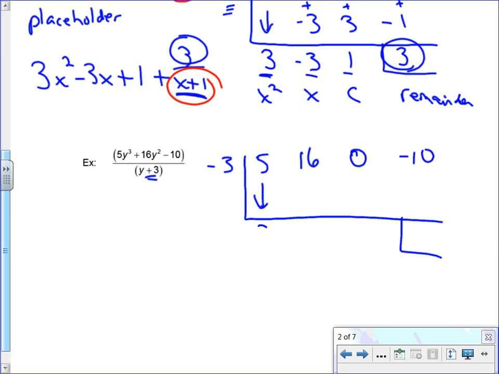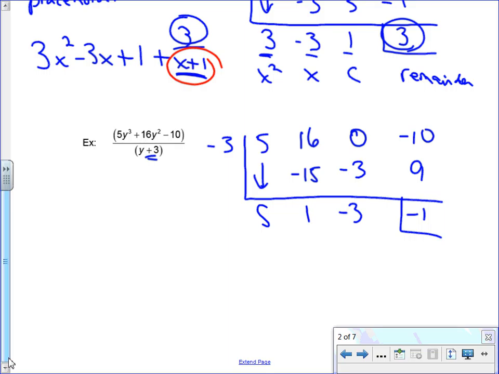Bring down the 5. -3 times 5 is -15. 16 plus -15 is 1. Negative 3 times 1 is negative 3. 0 plus negative 3 is negative 3. Negative 3 times negative 3 is positive 9. And negative 10 plus 9 is negative 1. Once again, we have a remainder. And once again, our power drops by 1.